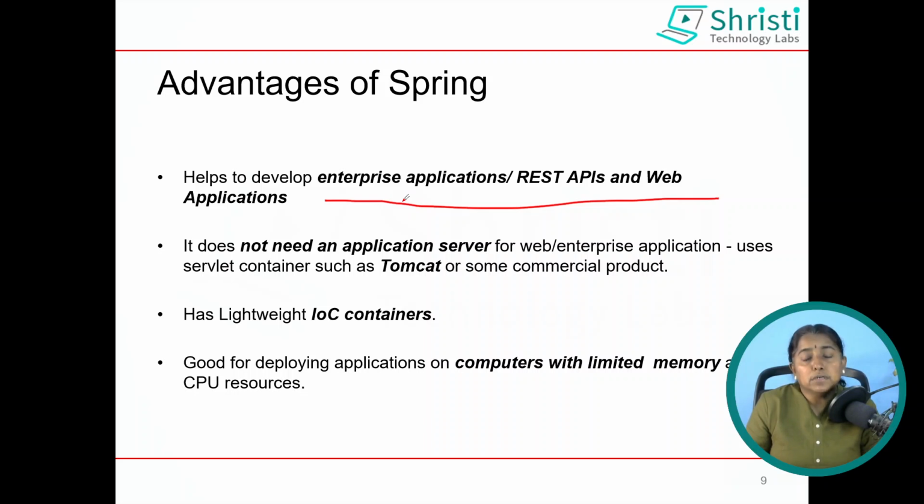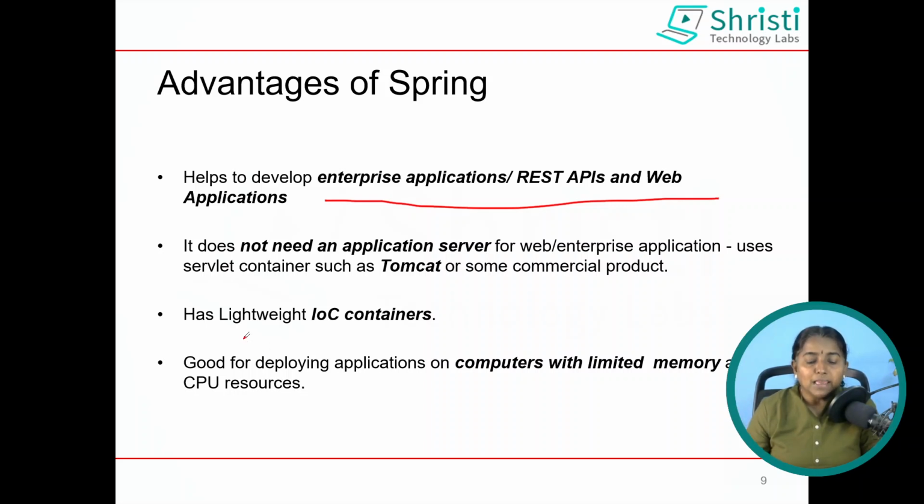Earlier, if I have to create an enterprise application, I need to use an application server like JBoss or WebLogic. But now it is not required. We can use the Tomcat server, which is a web server. And in case of REST APIs, you don't have to even use an external server. You will be working with an embedded Tomcat server, which is provided by Spring.